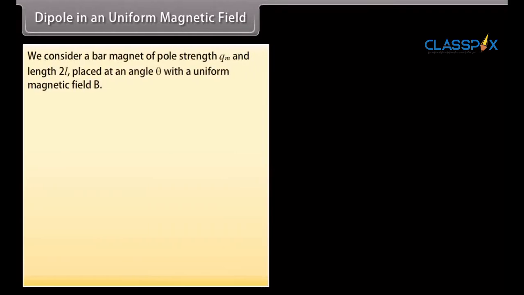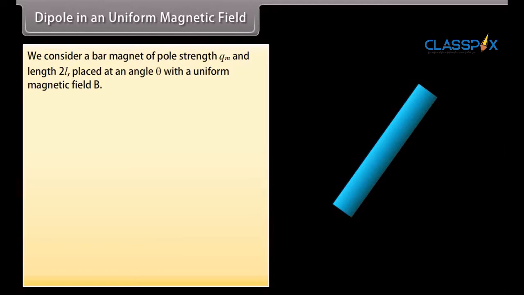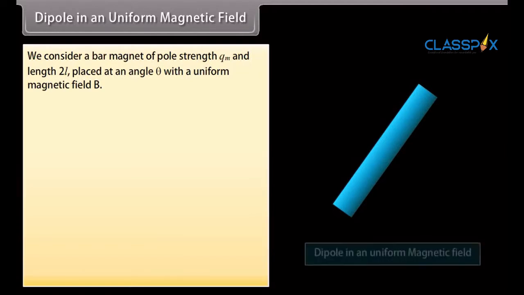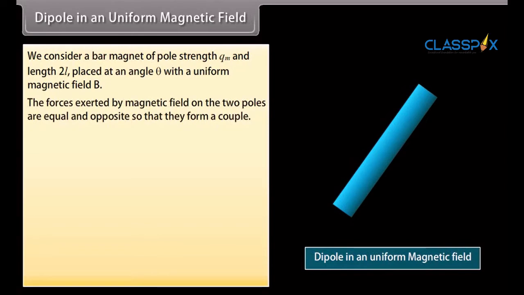Dipole in a uniform magnetic field. We consider a bar magnet of pole strength Qm and length 2L placed at an angle θ with a uniform magnetic field B. The forces exerted by the magnetic field on the two poles are equal and opposite, so that they form a couple. Torque is equal to force into lever arm. By putting the values in the above equation, we get the value of torque equal to mB sin θ.